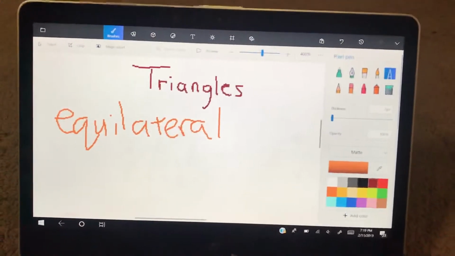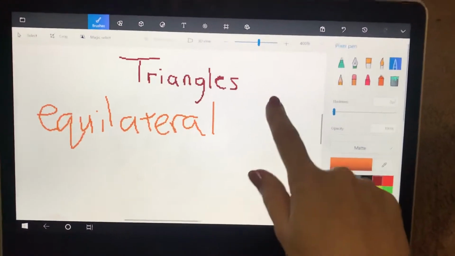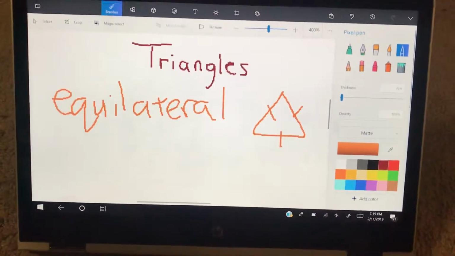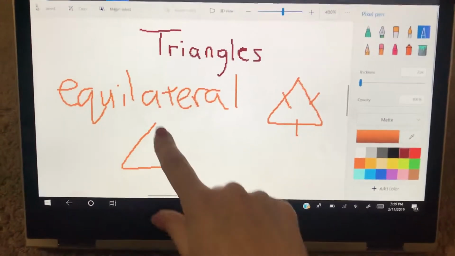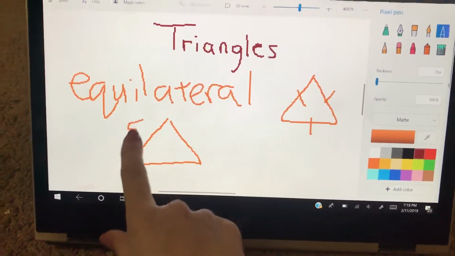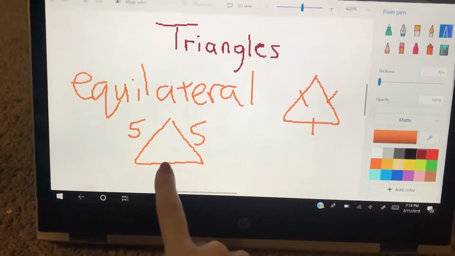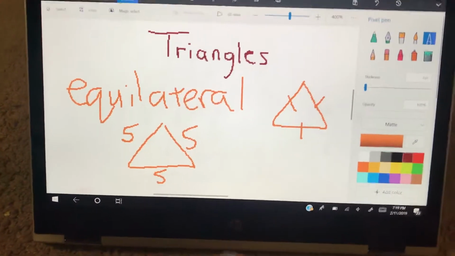An equilateral triangle is a triangle where all sides are equal to each other. So these little tick marks mean that they're equal, so they have the same lengths. Here's an example. So we'll say this length of the triangle is 5, and the length from here to here is 5, and the length of the base is 5 as well.